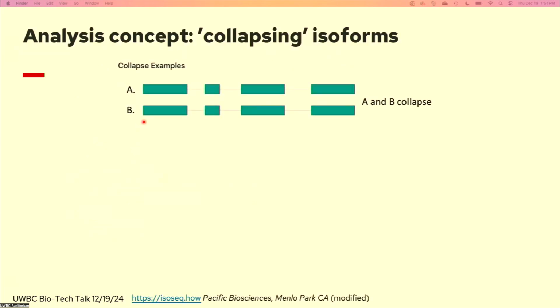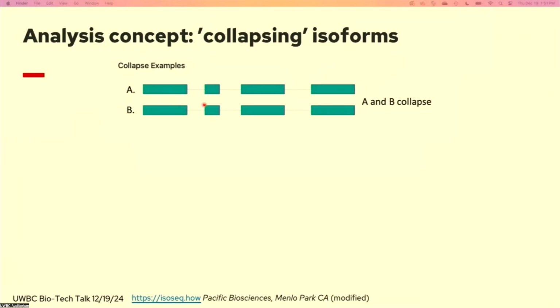The first concept to introduce with isoform sequencing is the idea of collapsing isoforms. So when you get your data and you have all your reads across the transcript, across the genome, you have to reduce them to the minimal number of unique transcripts. So how many unique isoforms do we actually see? And so this is called collapsing.